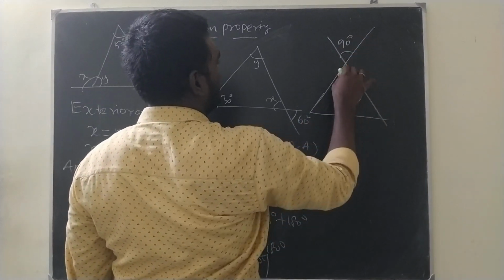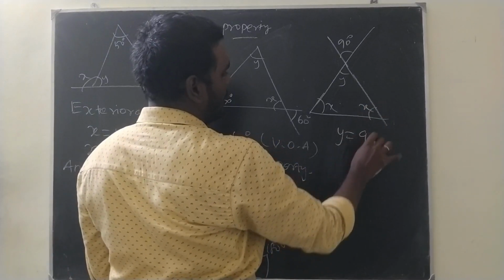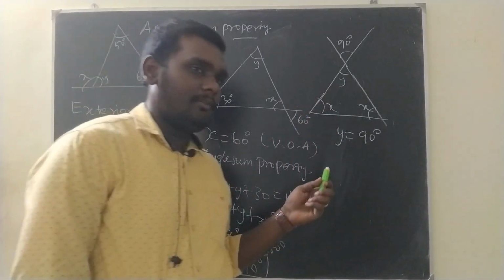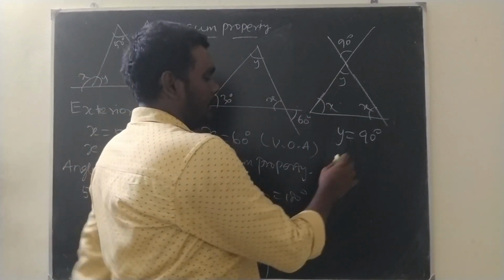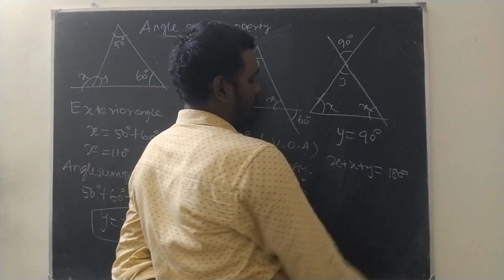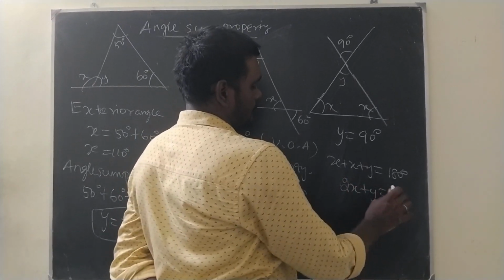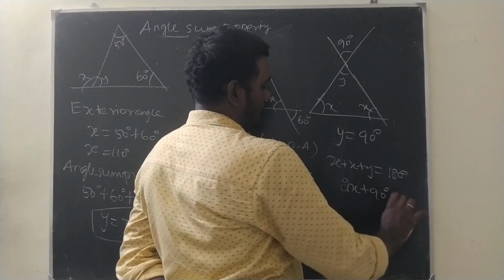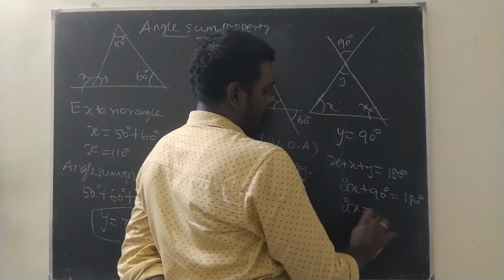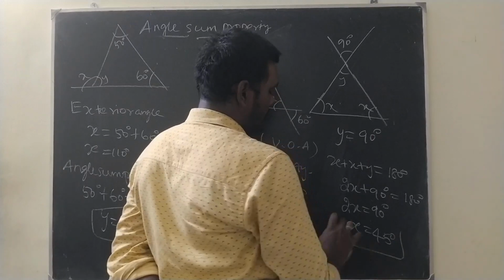Here 90 degrees, here y, here x, here x. So we may have y is equal to 90 degrees, but the diagram doesn't seem like it is 90 degrees. As a reference diagram, we should consider. So we have x plus x. Yes sir, solve it sir. That is all.